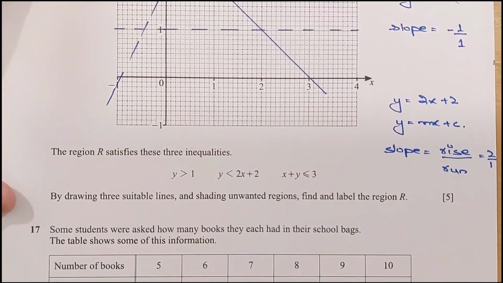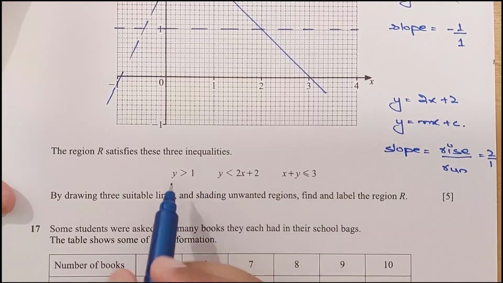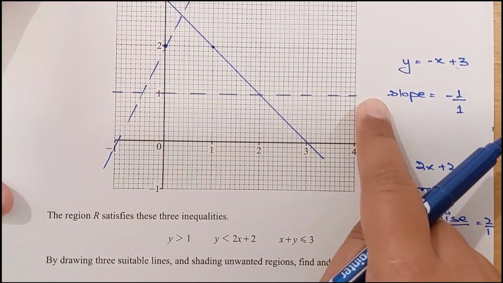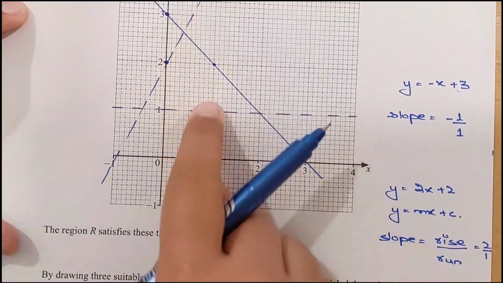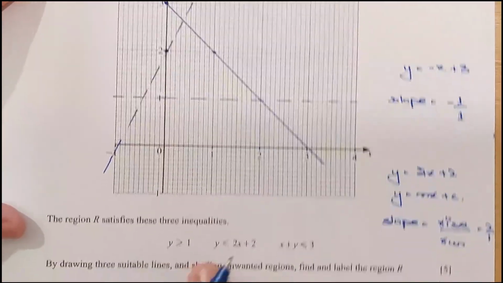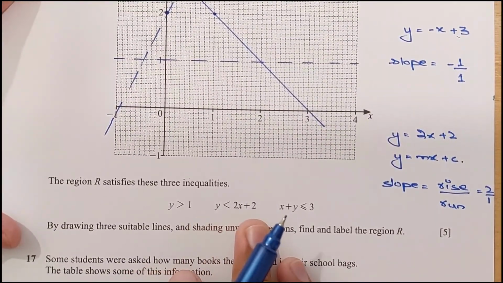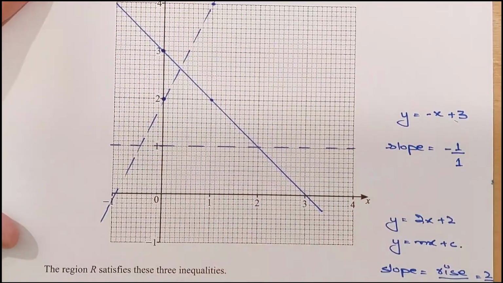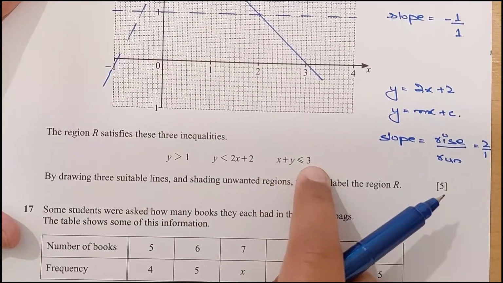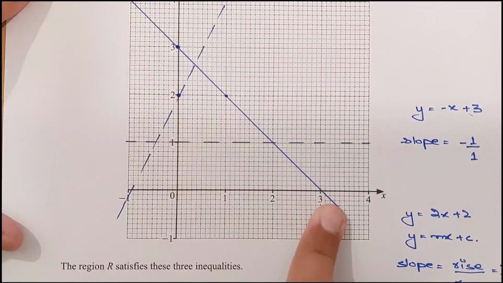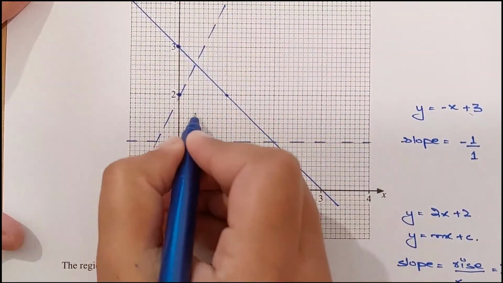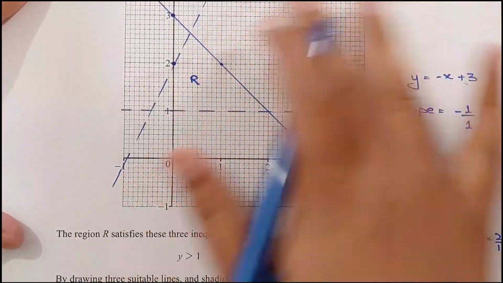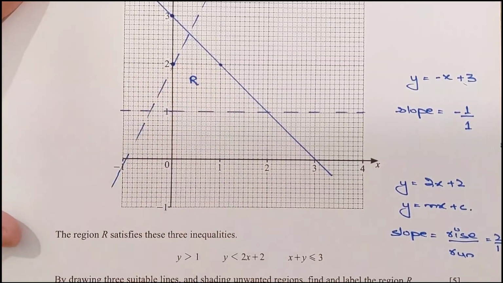Now we have to define, label and shade the region. So y is greater than 1. This is y equals 1, and the region that is more than 1 is the upper portion. Y is greater than 1, the top one, right? Now y is less than 2x plus 2. So y equals 2x plus 2 is this line. Its lower portion is the less one, right? And x plus y is less than or equal to 3 is this. So this is the region R. So we have to label and shade the unwanted region. The unwanted region is the other one. So this is the only unshaded region, right?